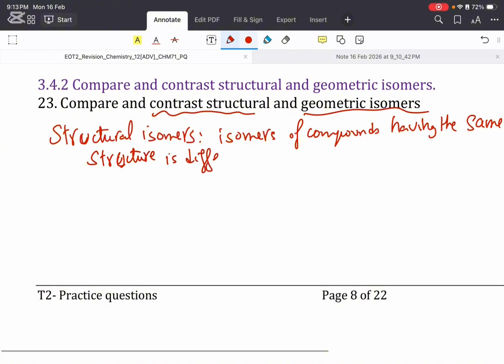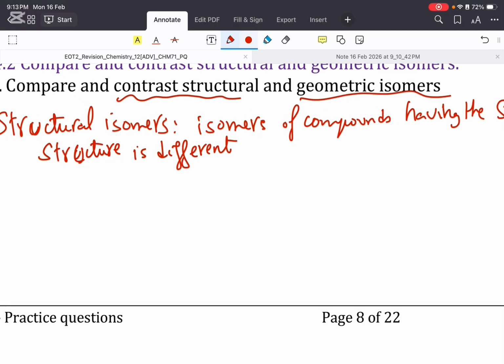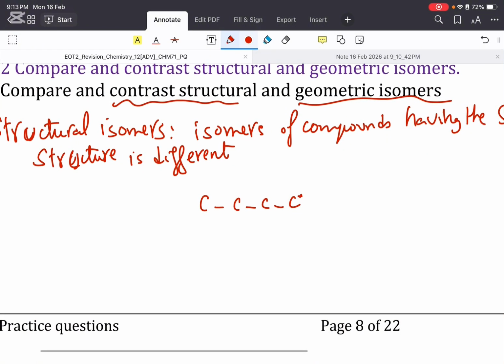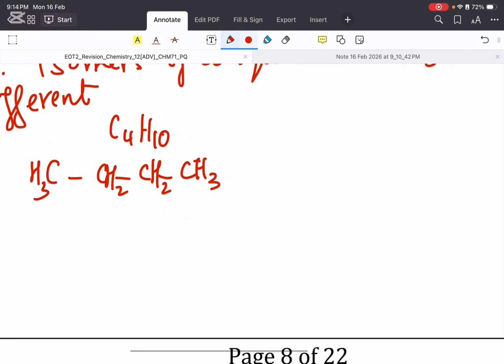And I will explain what I mean by their structure is different. For example, if I have 4 carbons, so these are 4 carbons, CH3, CH2, CH2, CH3. So the molecular formula of this compound is C4H10.